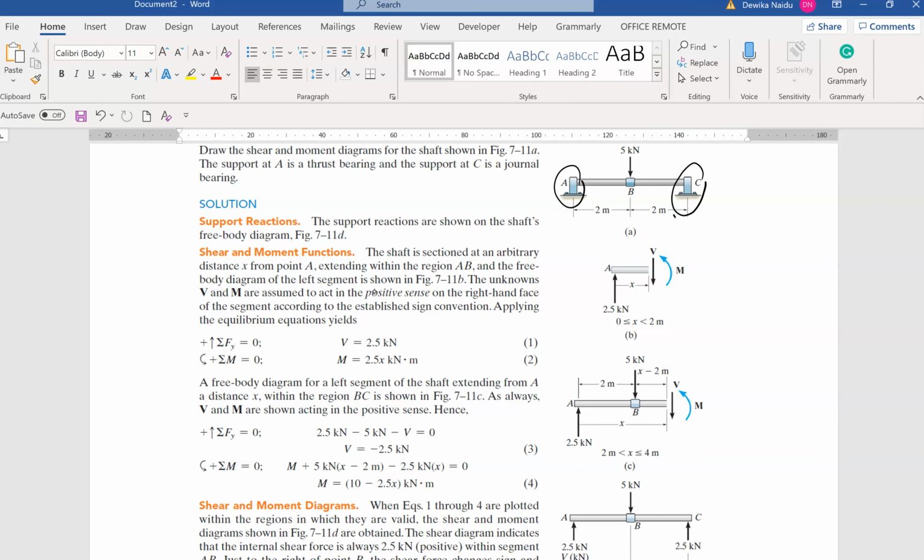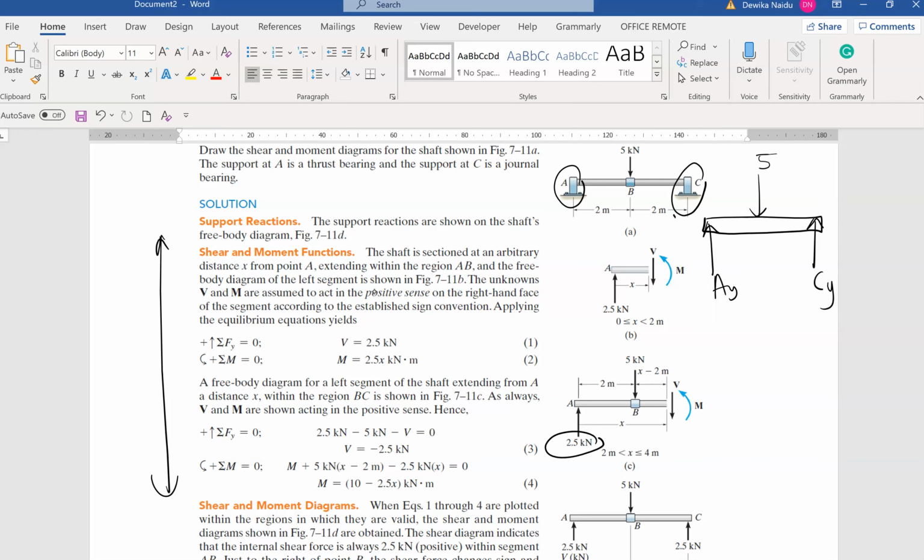We know that a bearing has only one unknown force. The first step is to solve the whole free body diagram, which in this example they didn't actually show. So in this case your whole free body diagram would look something like this: Cy and Ay. This is a force of 5. Looking at this, the distance is 2, the distance is 2, so automatically this is Ay.